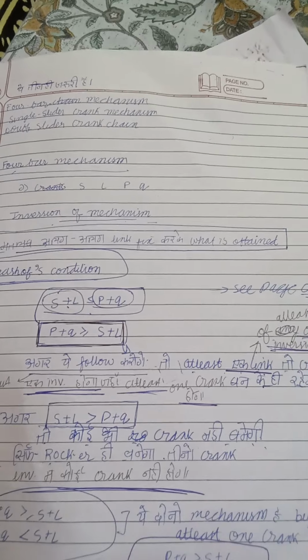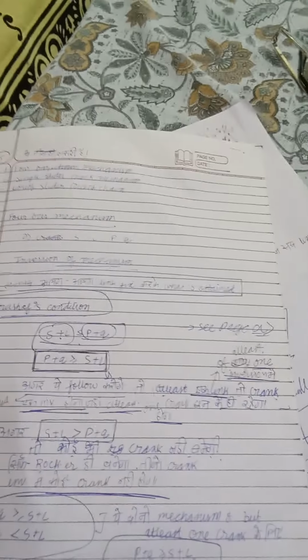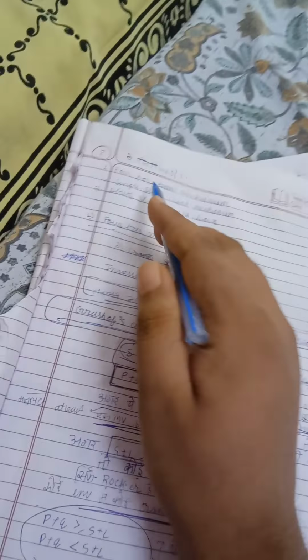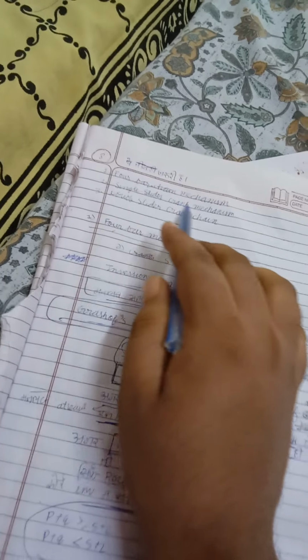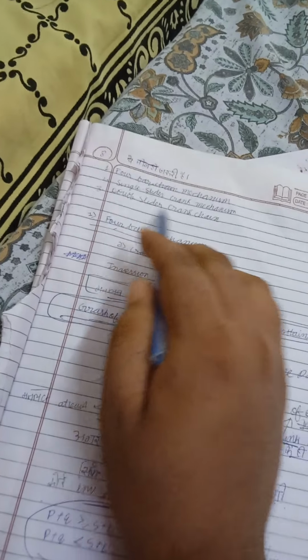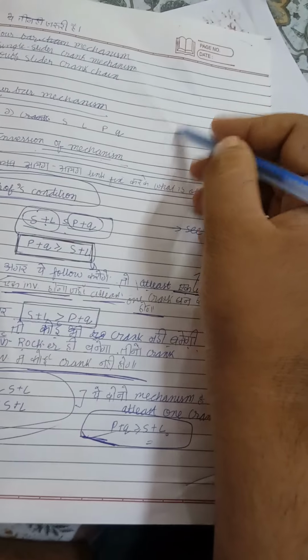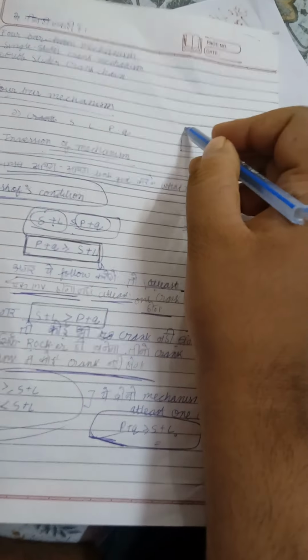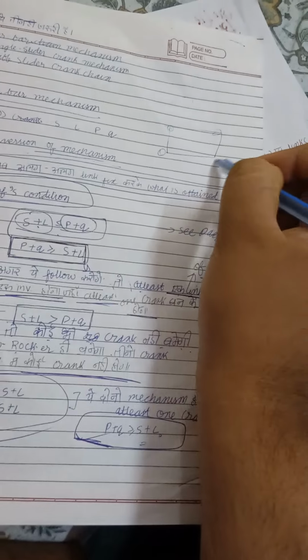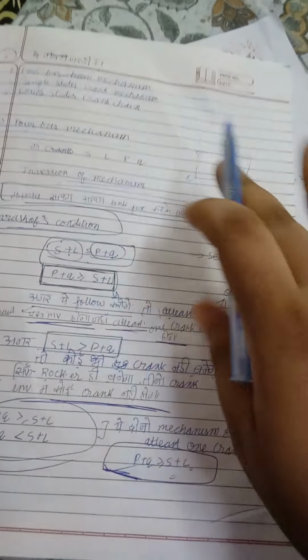So in the first chapter there are just three important things: 4-bar mechanism, single slider crank mechanism, and double slider crank mechanism. Now we are going to discuss in detail about 4-bar mechanism. What is a 4-bar mechanism? This is a 4-bar mechanism. Pin joint everywhere is a 4-bar mechanism, 4 links.